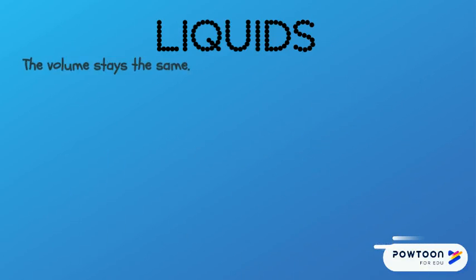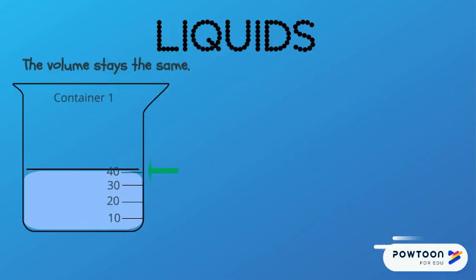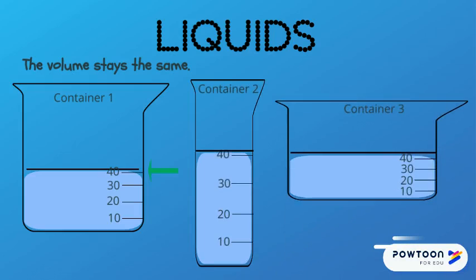Let's take a quick look at how the volume of liquids stays the same. You can see in container 1 there is 40 millilitres of water. If I took that 40 millilitres and tipped it into either container 2 or container 3, you can see that each of those containers still contains 40 millilitres of water.